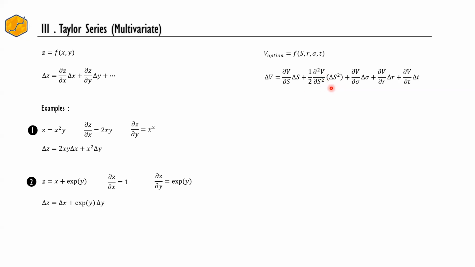I included this because it has a special name and I'm pretty sure all of you know this. So this is a first order derivative with respect to S times change in S, first order derivative with respect to sigma times change in sigma, first order derivative with respect to risk-free rate times change in risk-free rate, first order derivative with respect to time times change in time. That's the approximation of change in value of the function.